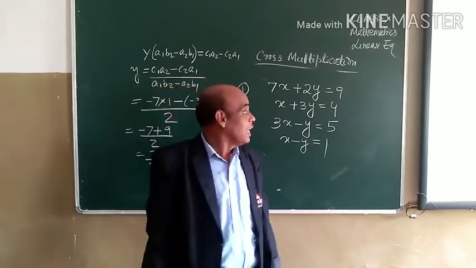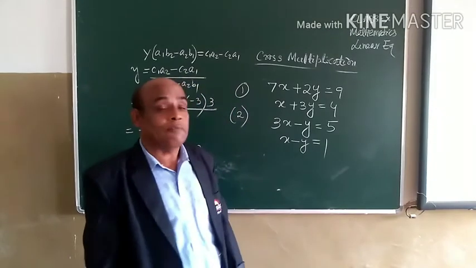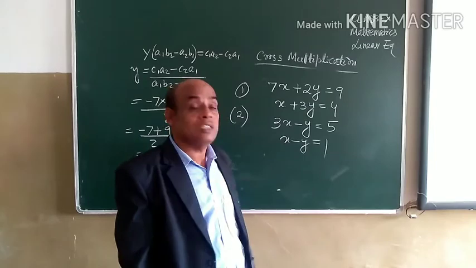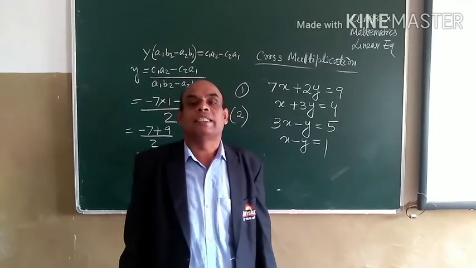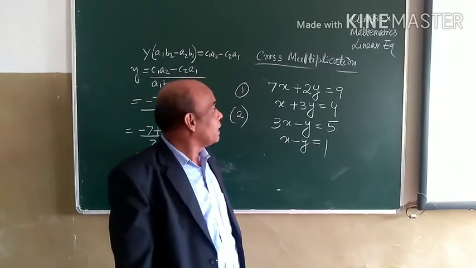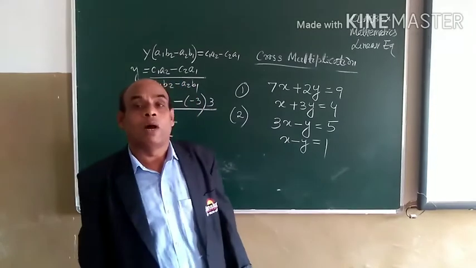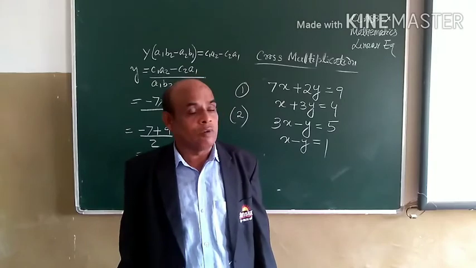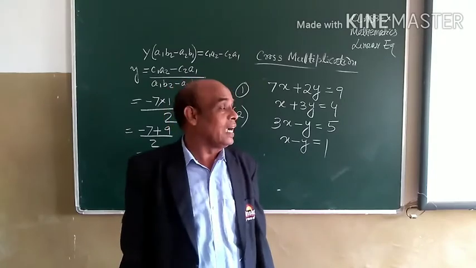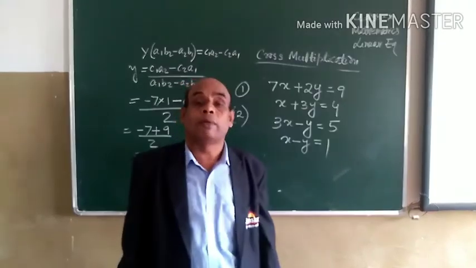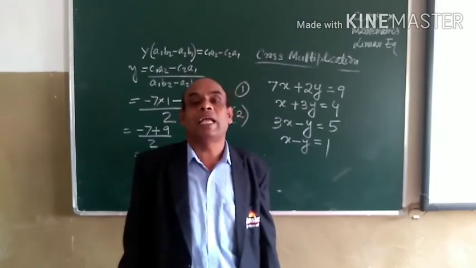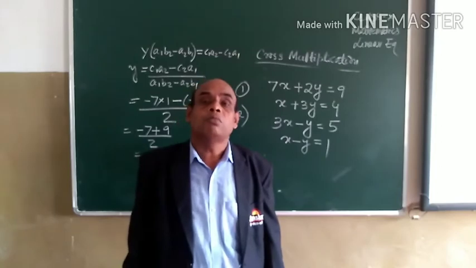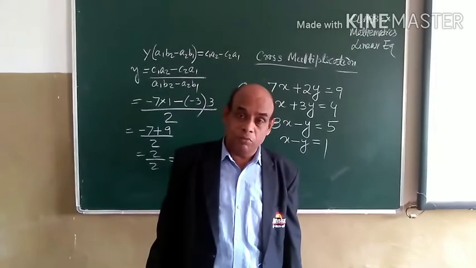Dear children, anyway, in this chapter on methods of solving a pair of linear equations, we have already done three methods. One was the substitution method, that we have done. Second was the elimination method, and this method that we have done today is known as the cross multiplication method. So at home you have to practice it more.